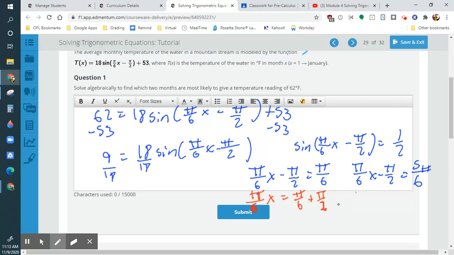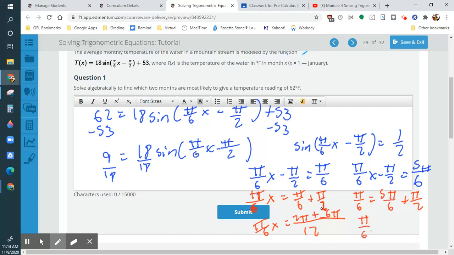And this is going to be the same thing as pi over 6 x equals 5 pi over 6 plus pi over 2. We're going to combine these, so we get pi over 6 x, and this is going to equal, our lowest common denominator is 12. So I have to multiply these two by 2 over 2. So I get 2 pi over 12 plus, I have to multiply this by 6. So this is 6 pi over 12. I didn't want to write the denominator twice, so I just put one denominator for both.